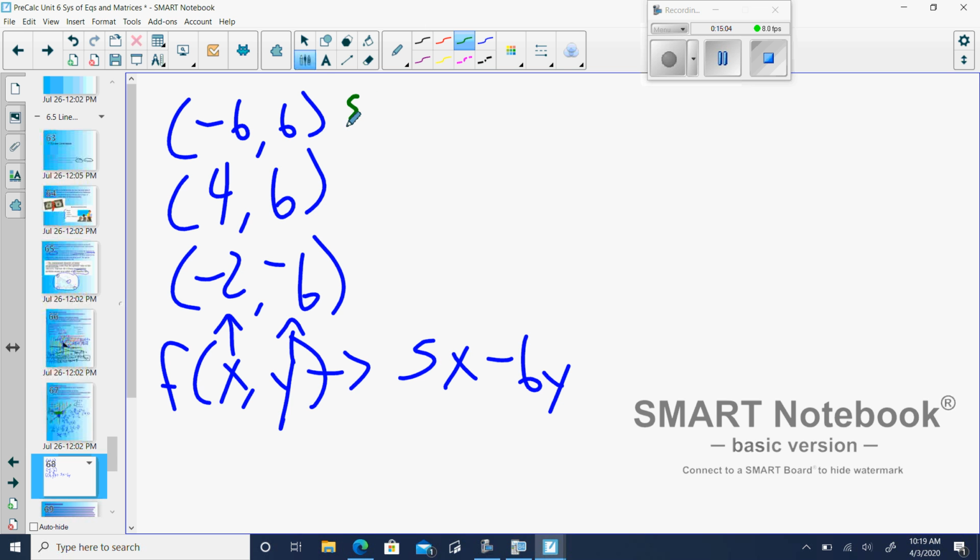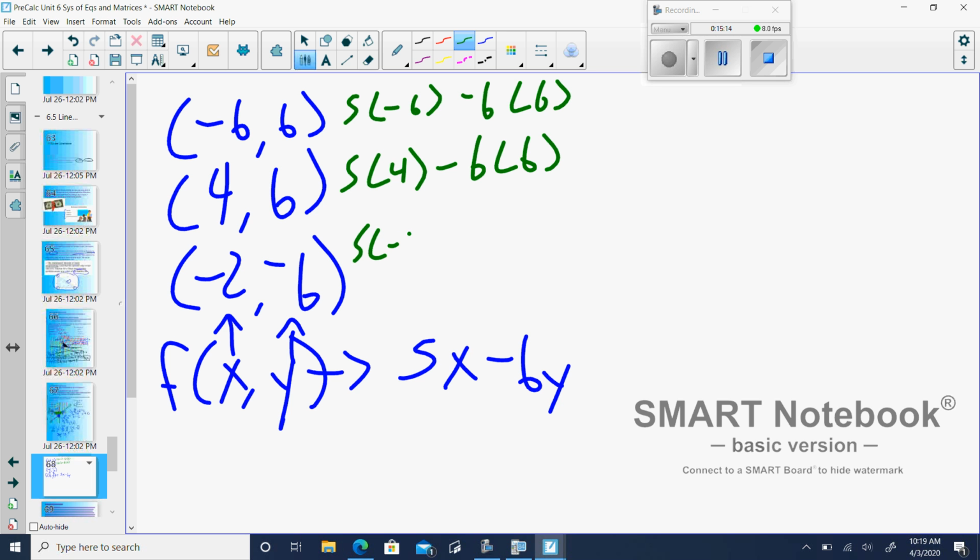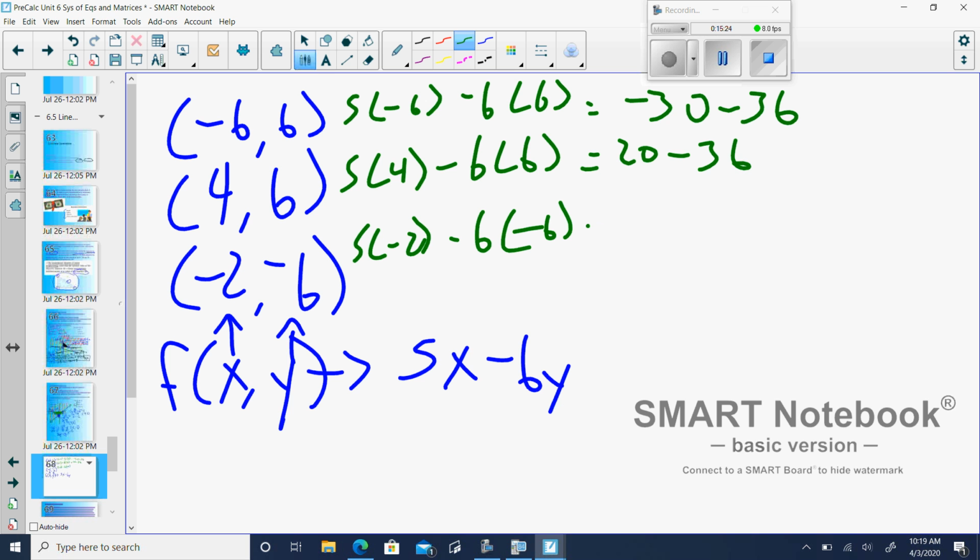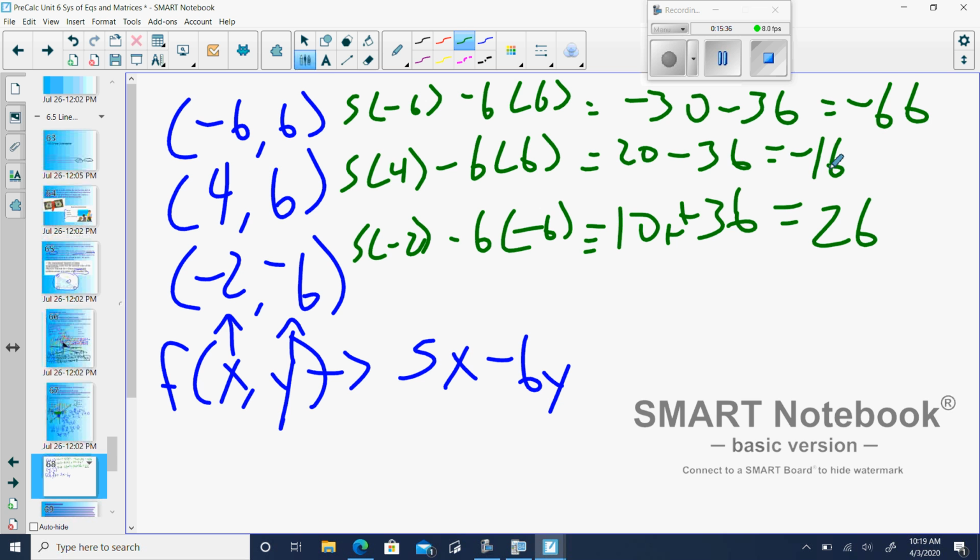So we have 5 times negative 6 minus 6 times 6. 5 times 4 minus 6 times 6. 5 times negative 2 minus 6 times negative 6. So negative 30 minus 36. 20 minus 36. Negative 10 minus negative 36. So minus and negative means plus positive, so that becomes 36 minus 10 or 26. This is negative 66, and this is negative 16. So negative 6, 6.